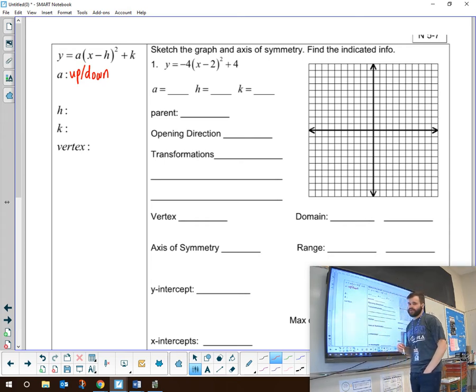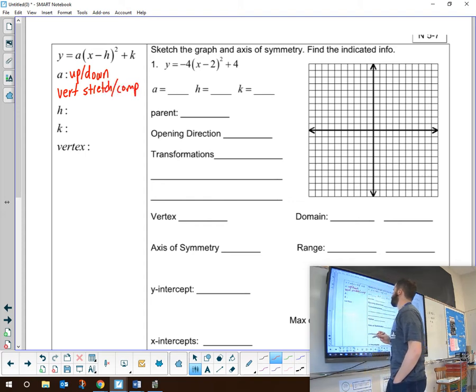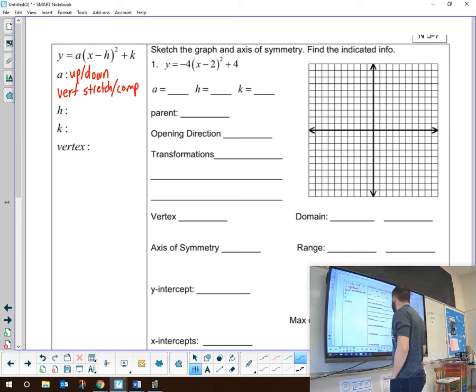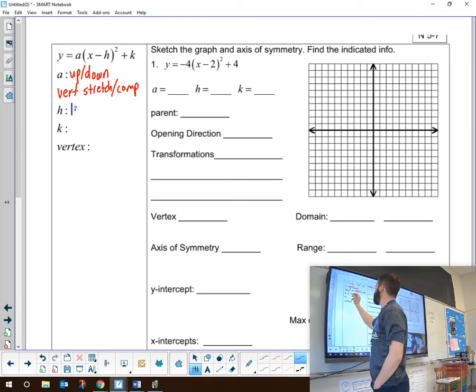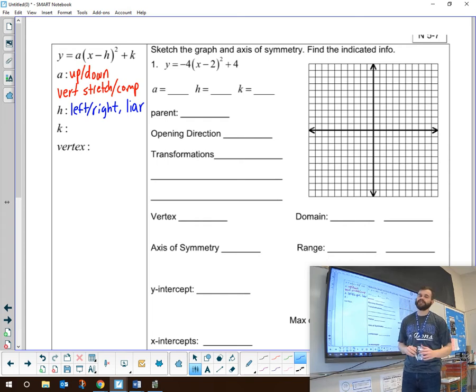The second thing that it controls is our vertical stretch or compress. So if it's a whole number, it's going to stretch our graph like this. If it's not, it's going to compress our graph down to be flatter. Okay, now my h controls the left and the right. But we have to remember that h is a liar. My actual h is not the h inside the equation. We have to do the opposite of it.